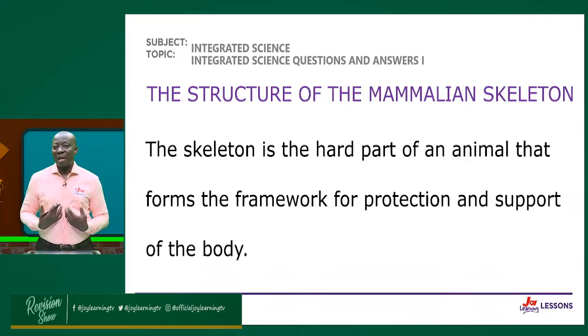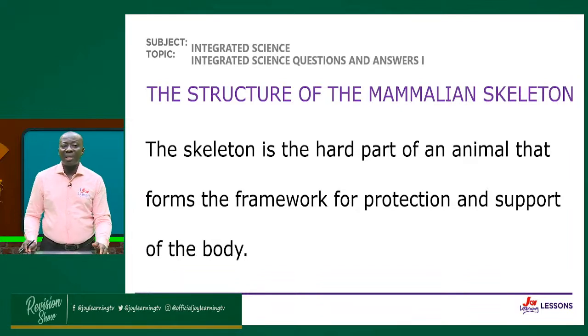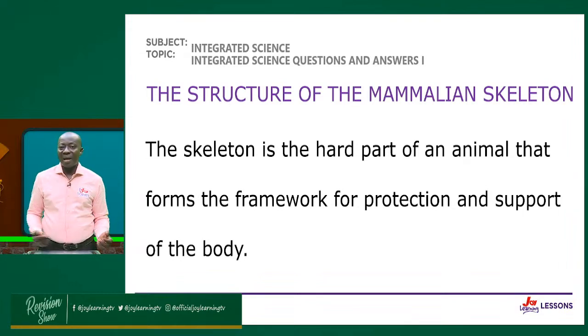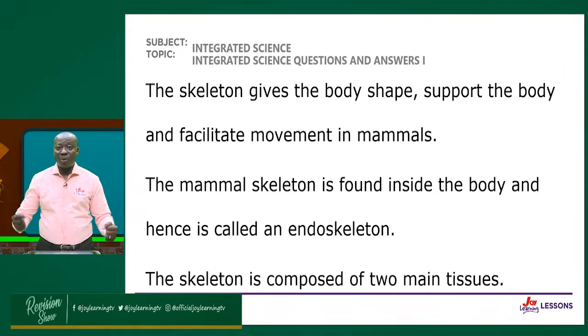In the case of man, it is inside. It protects certain organs, like the brain, like the heart, like the lungs. And in addition to that, it supports the body. So the entire weight is supported by the skeleton. It's like a building, and the iron rods are the skeleton supporting your weight. The skeleton gives the body its shape, as well as supports the body and facilitates movement in mammals. So how you look is exactly how your skeleton looks, but it's not only the shape, it helps you to move around and perform other roles within the ecosystem.